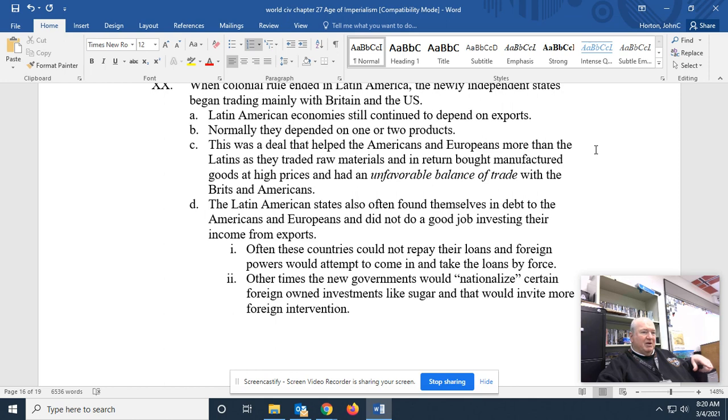That was a deal that helped the Americans and Europeans more than the Latins, because the Latins traded raw materials like coffee, cattle, gold and silver, copper. They traded raw materials and in return bought manufactured goods at very high prices. And as it says there, they had an unfavorable balance of trade with the British and the Americans. Just about every railroad in South America, by the way, in Argentina for sure, was built by the British. And yeah, it was not a good situation. Built, owned, and profited by the British.